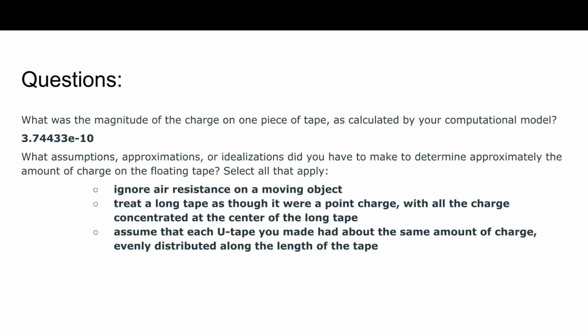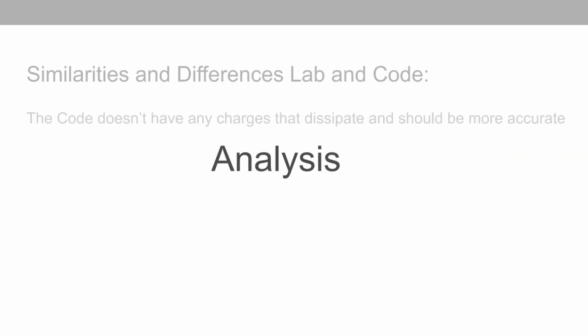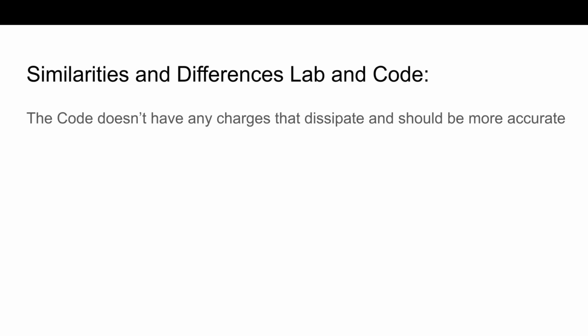Analysis. The differences between the lab and the code. The code doesn't have any charges that dissipate. The code in general would be more accurate, but it also makes a lot more assumptions, like the charge being uniform across the piece of tape, and electrons don't act perfectly in all situations.